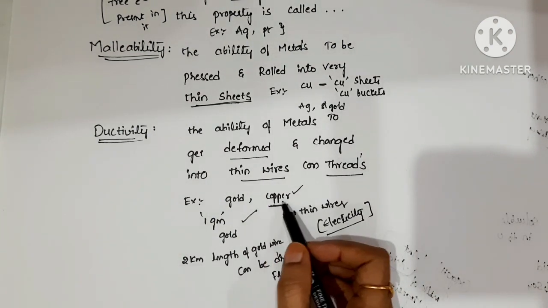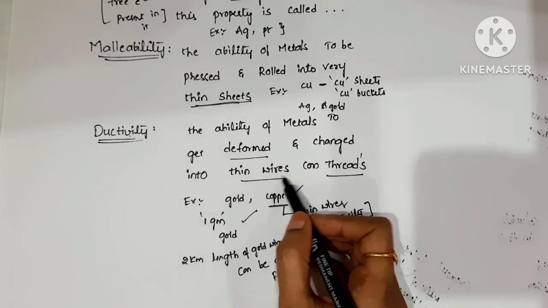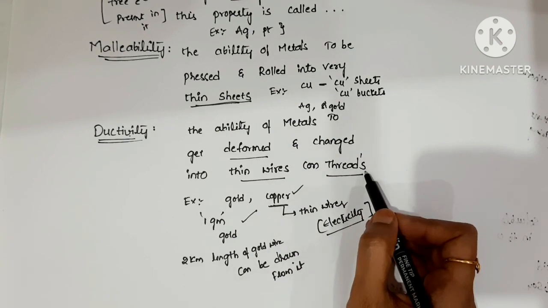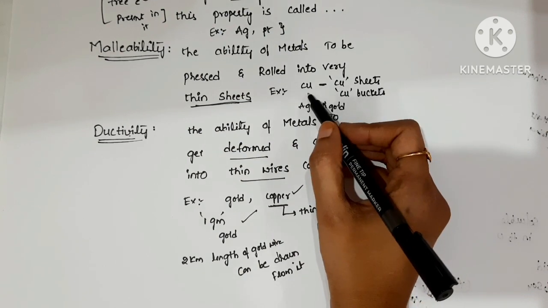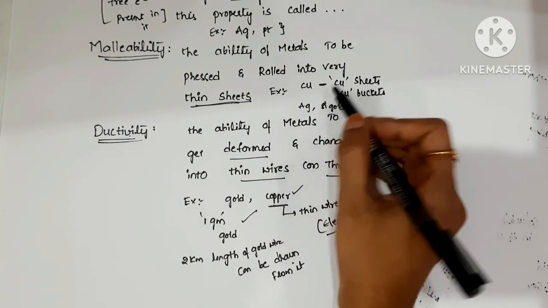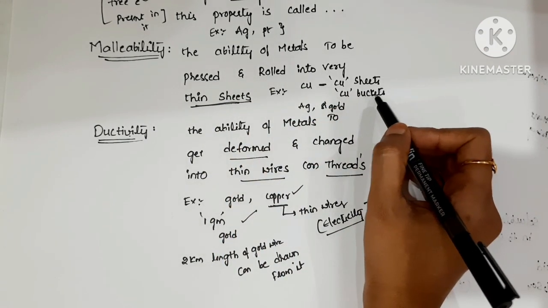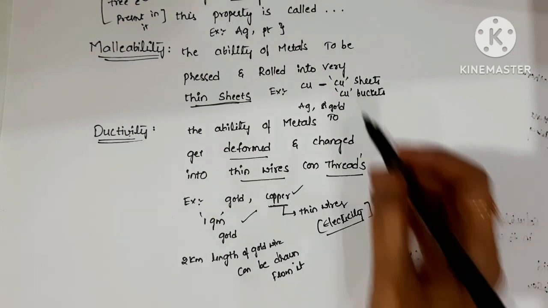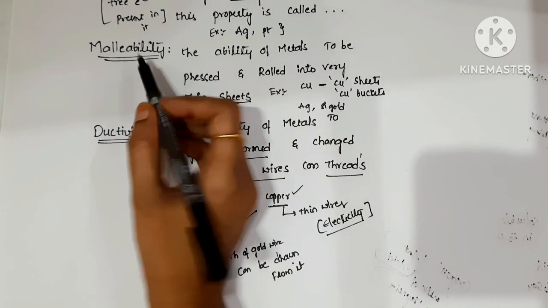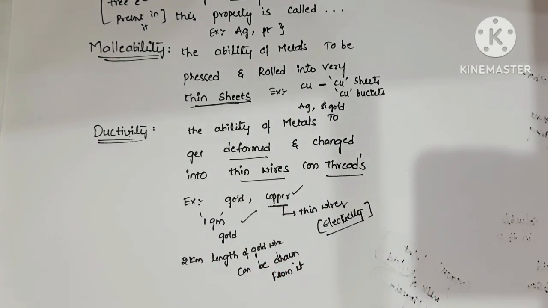So gold and copper have the ductility property, which means they can be changed into thin wires and threads. Coming to malleability, copper has the malleability property, which means it can be rolled into very thin sheets. We can see copper buckets and copper bottles, many copper items we use daily, right? Copper has very good malleability. And coming to ductility, gold and copper have the ductility property.